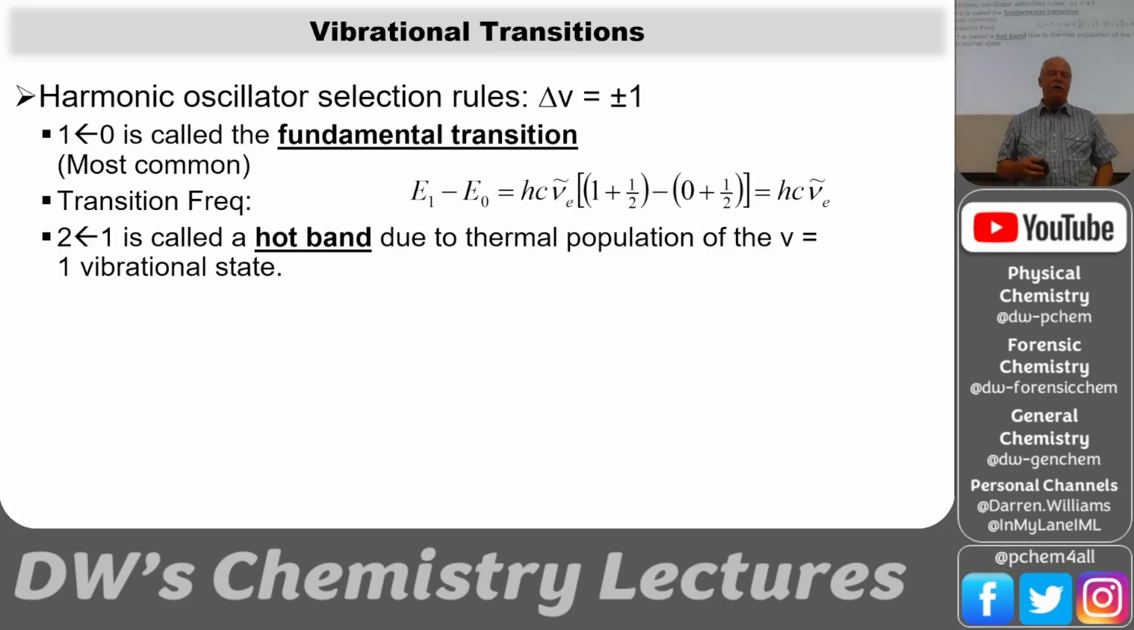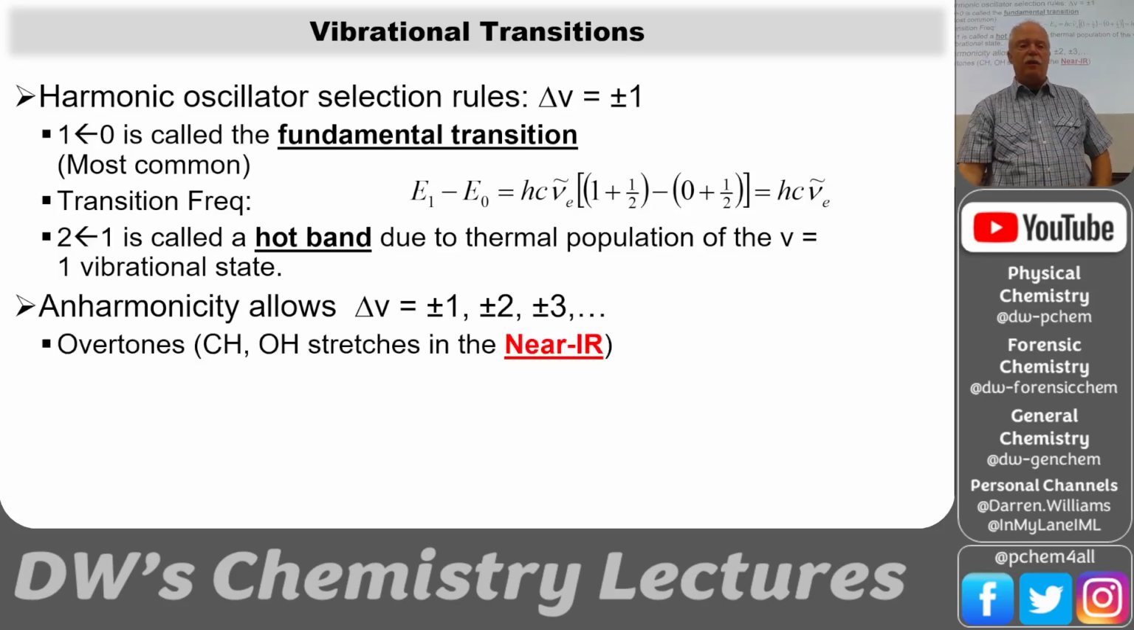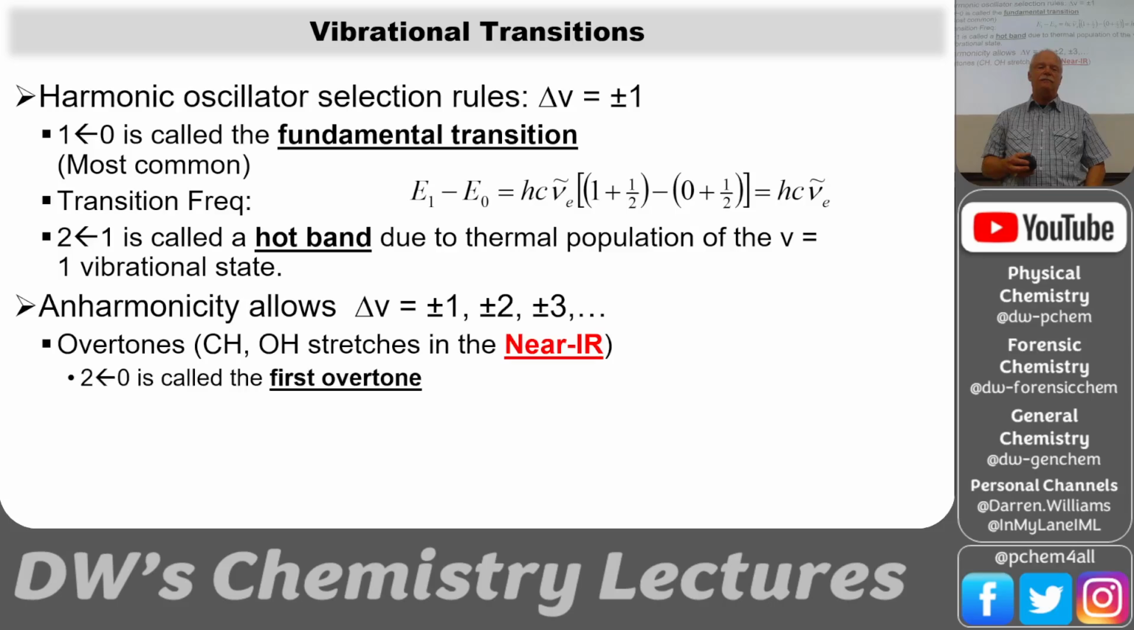1 to 2 is a hot band. And anharmonicity allows all of the others. So we really have open selection rules for vibration. We can go up 2 levels and 4 levels and so on because of anharmonicity. It breaks the symmetry. Those symmetry selection rules that were restricted and wouldn't allow plus or minus 2 or plus or minus 4 are broken because the potential energy surface is no longer symmetric. Because that breaks the symmetry, now we can go up 2 and 4 and 6 differences in energy levels. Those overtones are seen in the near infrared for the CH and OH stretches.